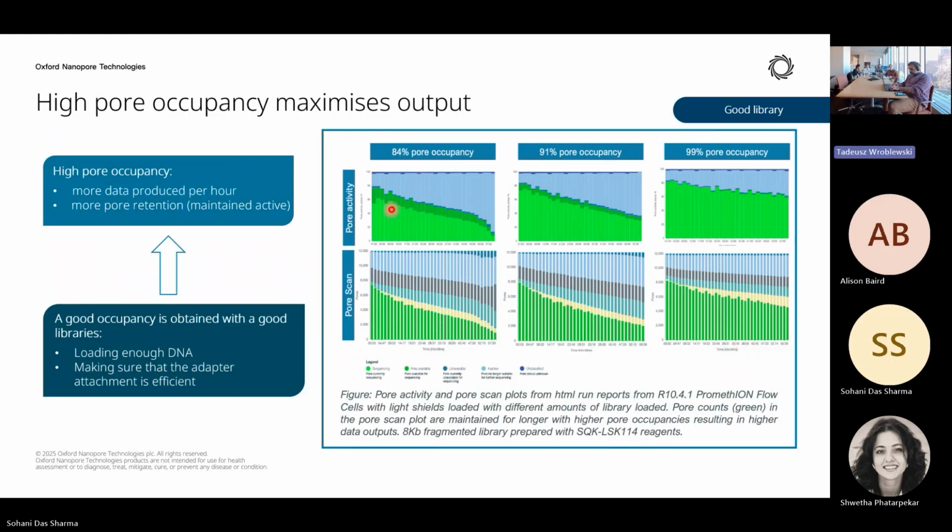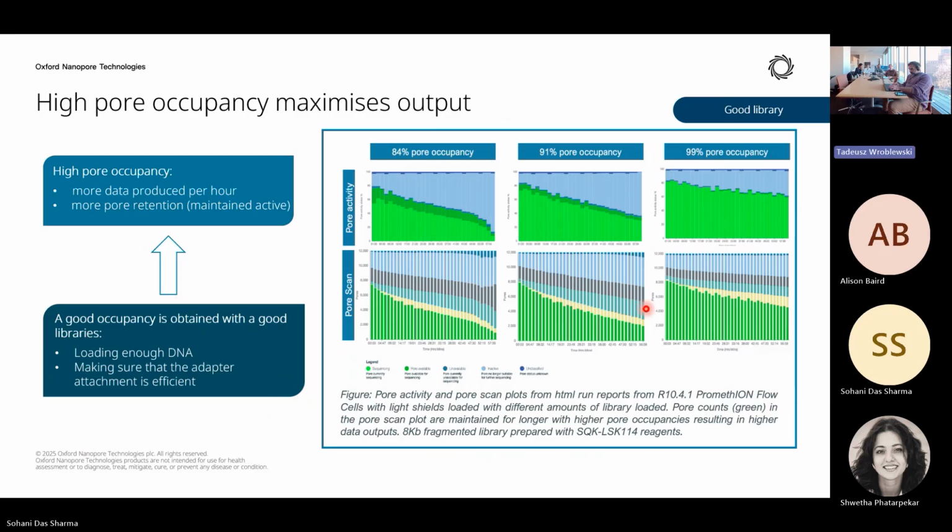So pore activity. Now what's happening here? It started with really high pore occupancy, and slowly it is decreasing. So what is the percentage of pore occupancy at the beginning? It is an important parameter, and it depends on whether we are loading it properly. If we do not load it properly, there would be a sharp decrease as well. So we'll try to avoid underloading.